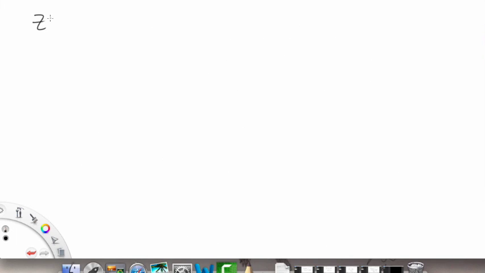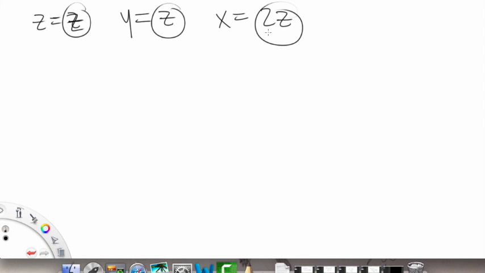So we know that z is just equal to itself, we know that y is equal to z, and we know that x is equal to 2z. So here I just wanted to narrow everything down and eliminate everything but that one variable. So we're going to get everything in terms of z. That's what I'm going for, okay?